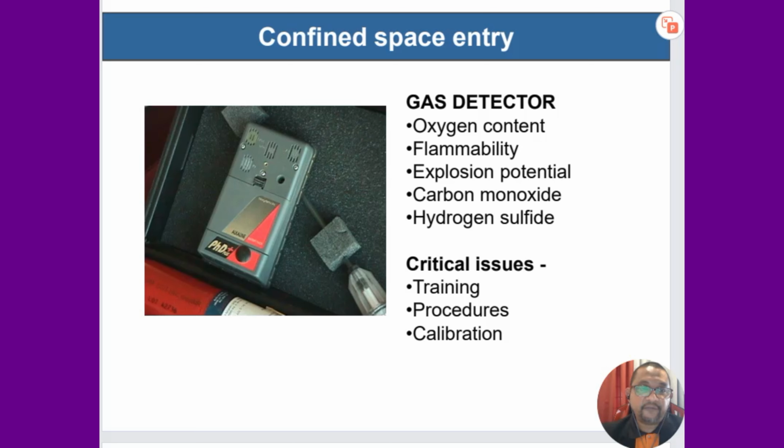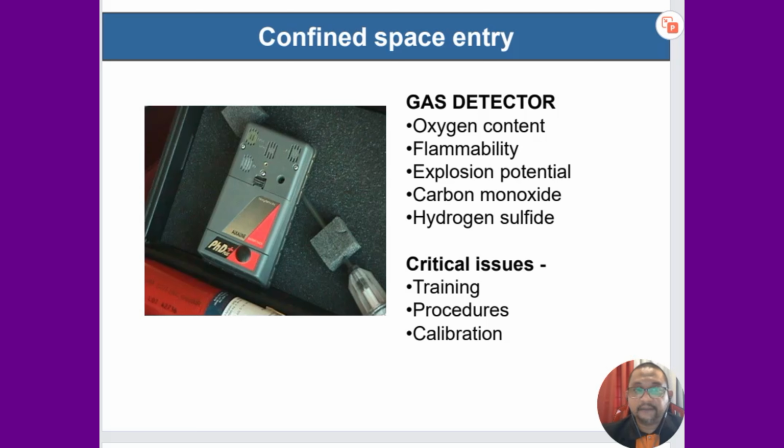Number two, you have to have a permit system. For a permit-required confined space, the formal entry permit must be issued before work begins. This permit outlines the identified hazards and precautions to be taken, names of authorized entrants, attendants and supervisors, date and duration of the entry, and also emergency procedures and rescue plans.